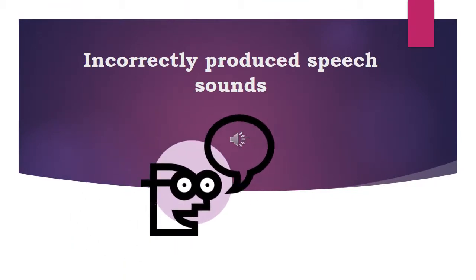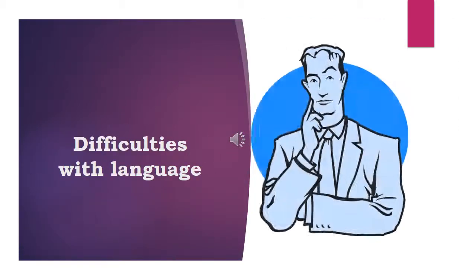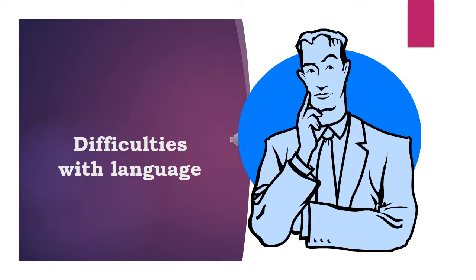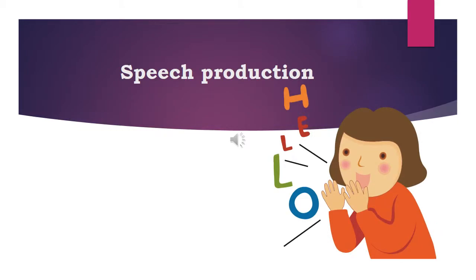One way is by creating speech sounds that are not produced correctly and therefore are not understandable. The other is the inability to produce the intended message because of difficulties with language. Today we will focus on difficulties with speech production.